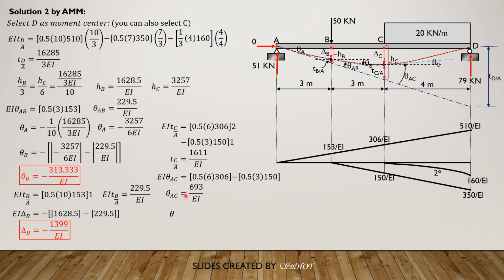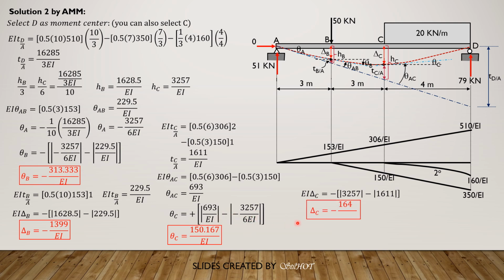So take note, theta AC is greater than theta A. So this is supposedly theta A, 3257 over 6. Then theta EC is bigger in magnitude, therefore theta C is positive, and it is positive absolute value of theta EC minus absolute value of theta A. So theta C is positive of absolute value of theta EC minus absolute value of theta A.